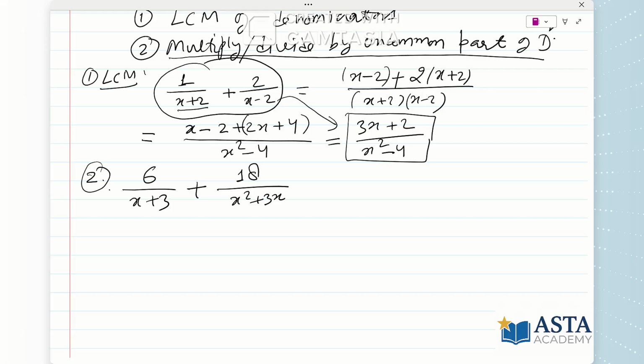Now we have to do a little bit of thinking here. There is an x plus 3 here and there is x squared plus 3x here. So if you take the x common, what will this be equal to? This will be x into x plus 3, right? And then there will be x plus 3 which will be common and x that will not be common. So let us simplify this.